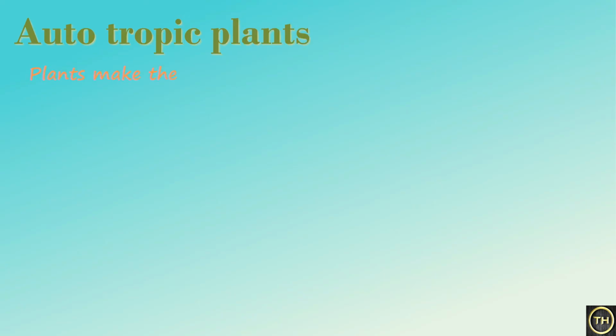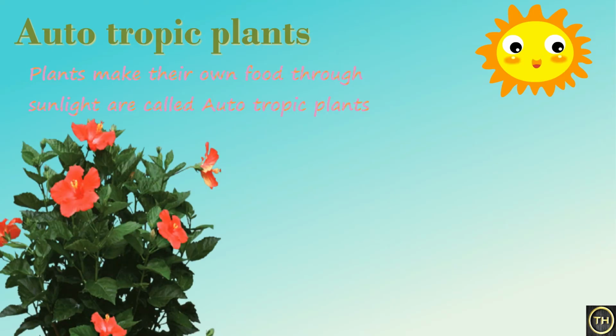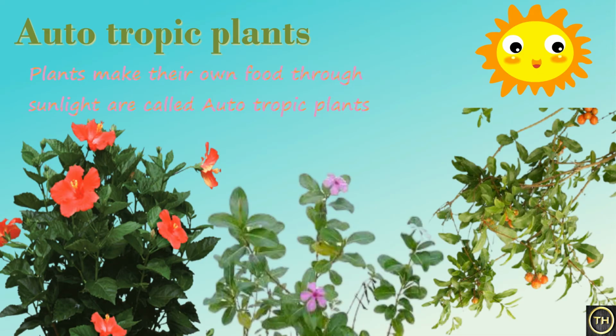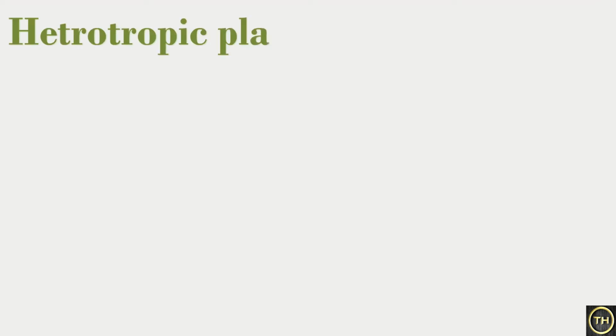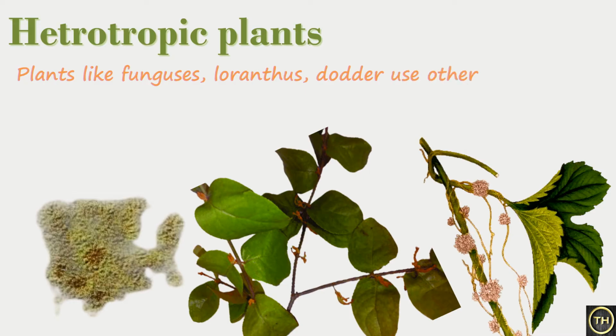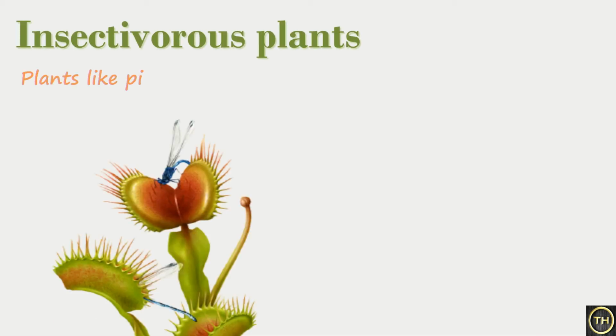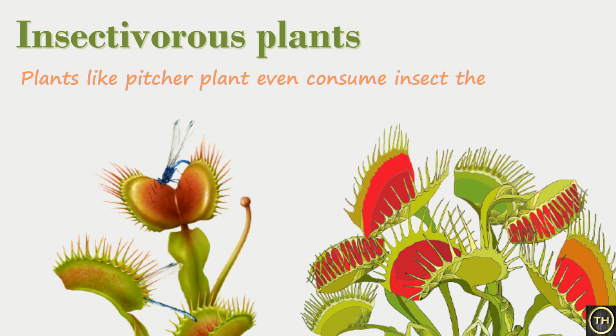The plants which prepare their own food through sunlight are called autotrophic plants. For example, the hibiscus, pomegranate, periwinkle. Second type of plant, heterotrophic plants. Plants like funguses, loranthus, dodder use other plants for food. Such plants are called heterotrophic plants. Third, insectivorous plants. Plants like the pitcher plant even consume insects. They are called insectivorous plants.